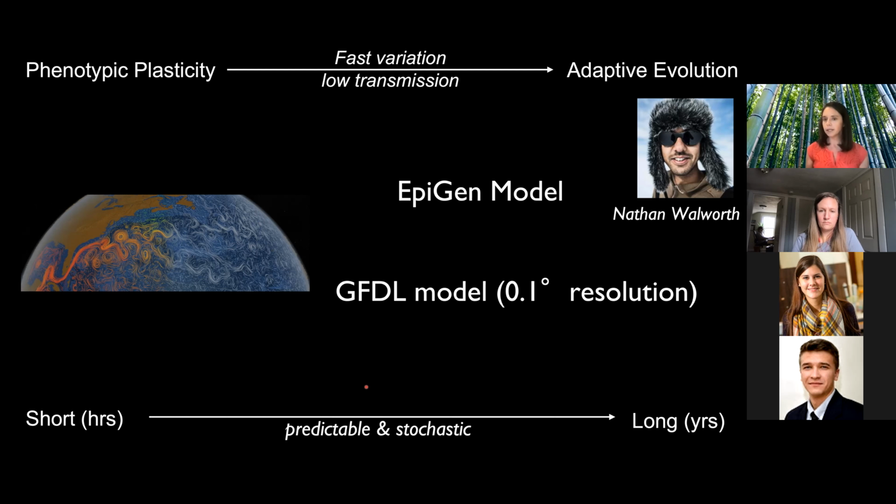And then we coupled this with a high resolution ocean physical model, so the GFDL model, which is run at 0.1 degrees resolution, to try to get a little bit of accuracy in terms of the type of fluctuations that organisms might experience. And this simulation was done at 2 times CO2.